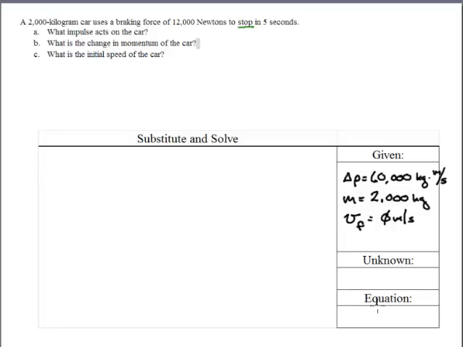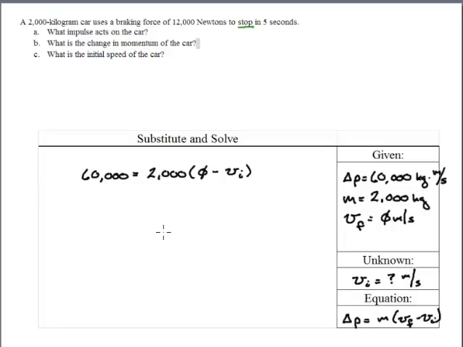What are we looking for? We're looking for a velocity initial, and that's going to be in meters per second. And so I'm going to use change in momentum equals mass times velocity final minus velocity initial. If I replace numbers for letters, I get 60,000 equals 2,000 times velocity final here is 0 minus velocity initial, which I don't know what it is.